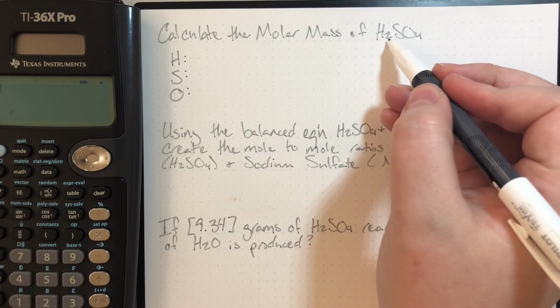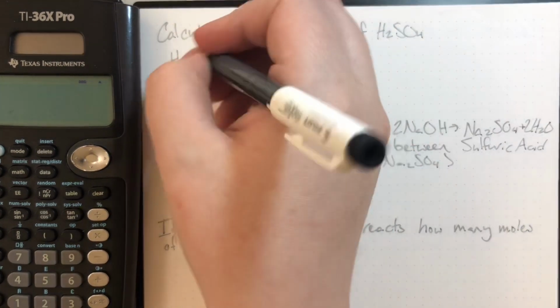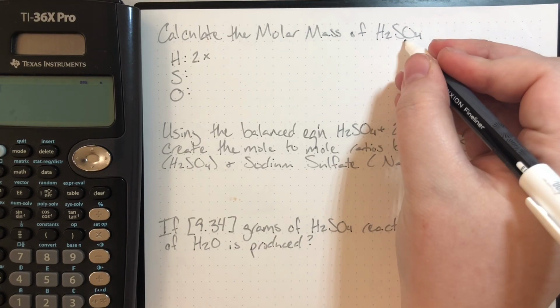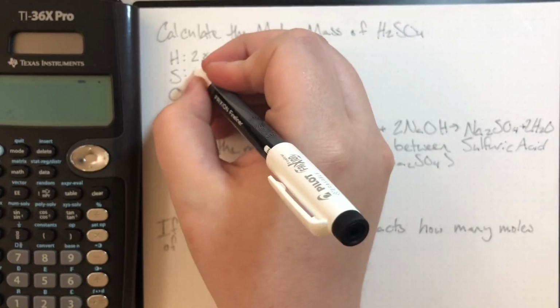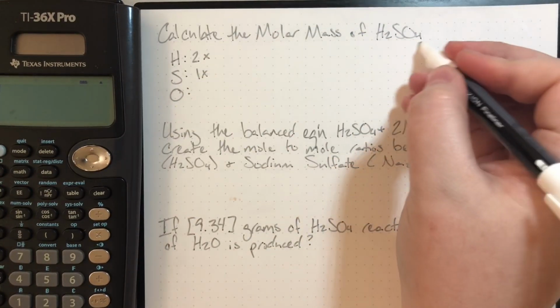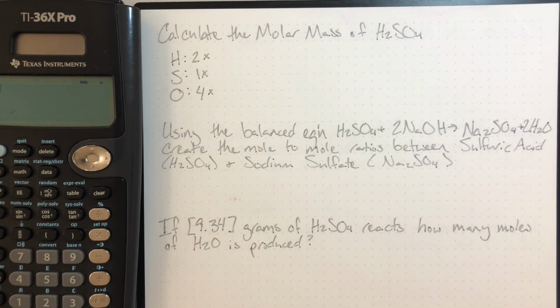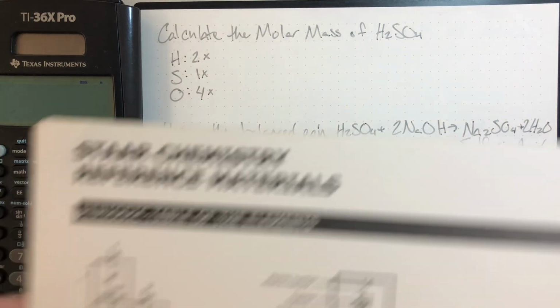Subscripts are how we do that. The subscript for hydrogen is 2, so I have 2 hydrogens. The subscript for sulfur is invisible, which means it's a 1. Oxygen has a subscript of 4, and then I will reference the periodic table to determine what mass everything is.